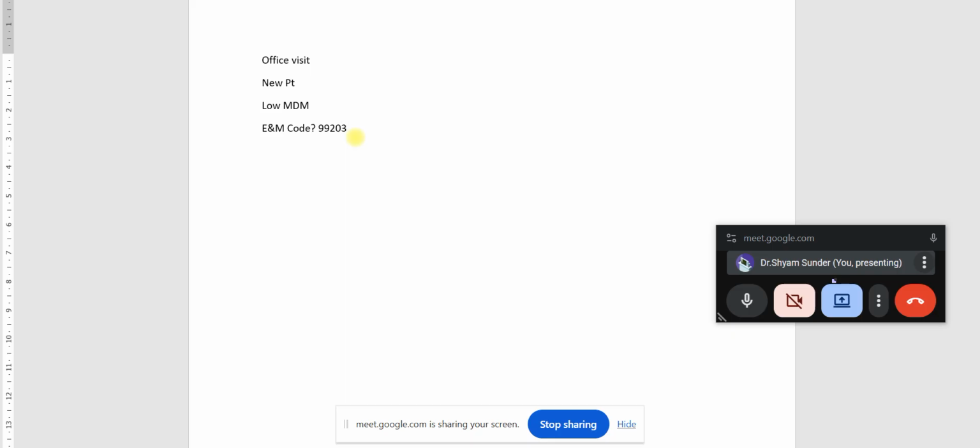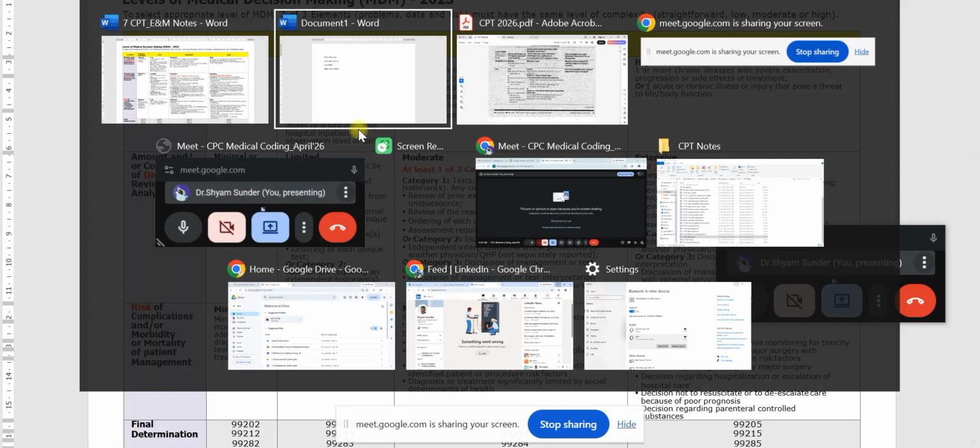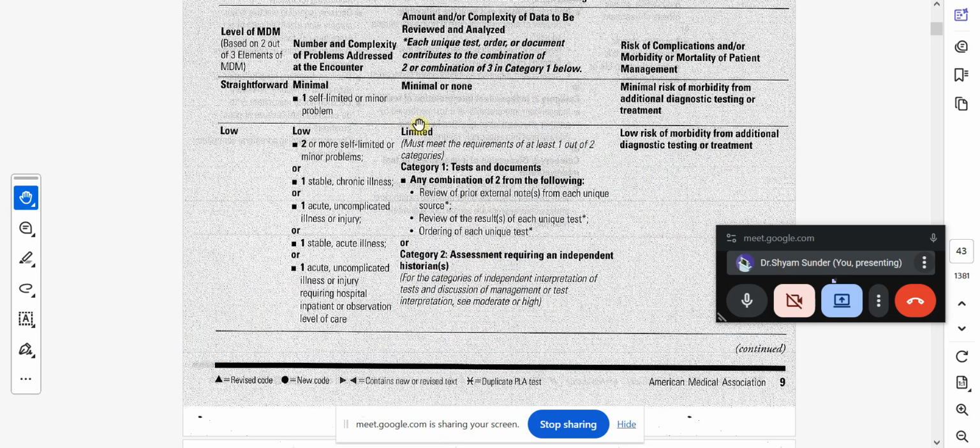That's how we assign. Because what you need is the POS, place of service, and the visit type. Is it a new or established visit? And you have the MDM level, low. Then you can easily assign the code 99203. So with the help of this table, that's how you'll get to know.